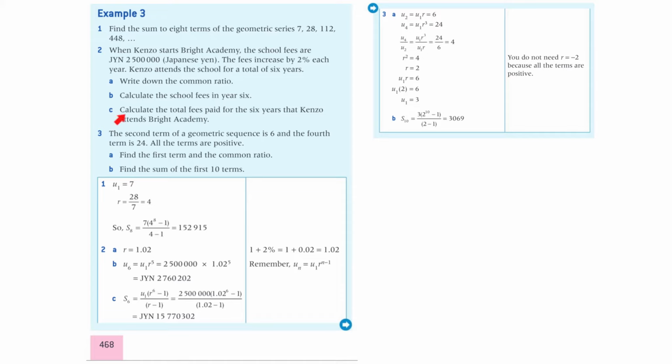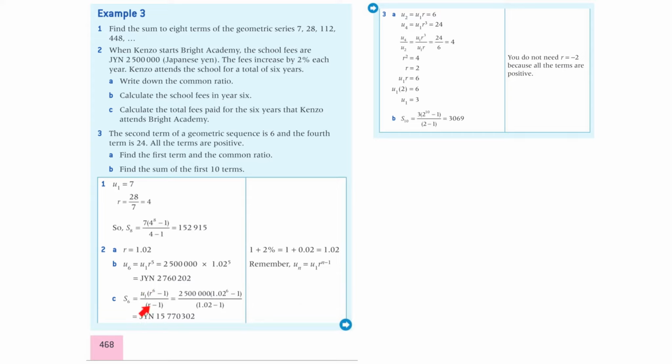Okay, question C, calculate the total fees. Now we've got our year 1, year 2, year 3, year 4, year 5, year 6, the 6 years that he attended the school. So we're going to add U1, and we said U1 was 2,500,000. We know that year 6 is 2,760,202. Okay, so we're going to add them all up. So we've got to find out what the second year cost, what the third year cost, and we could add them all up with a calculator, or we can use our formula here.